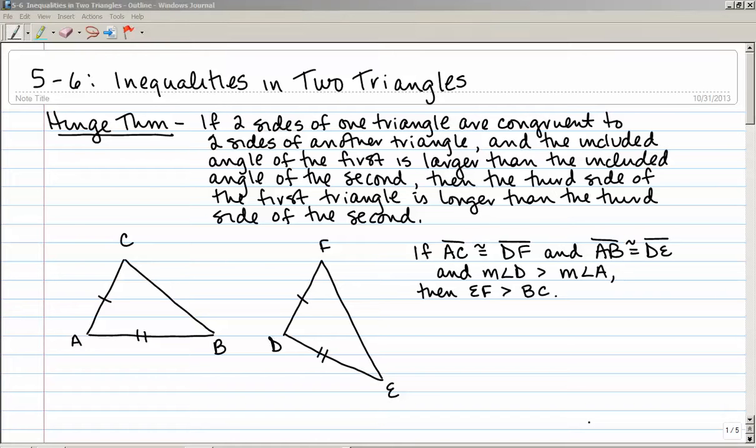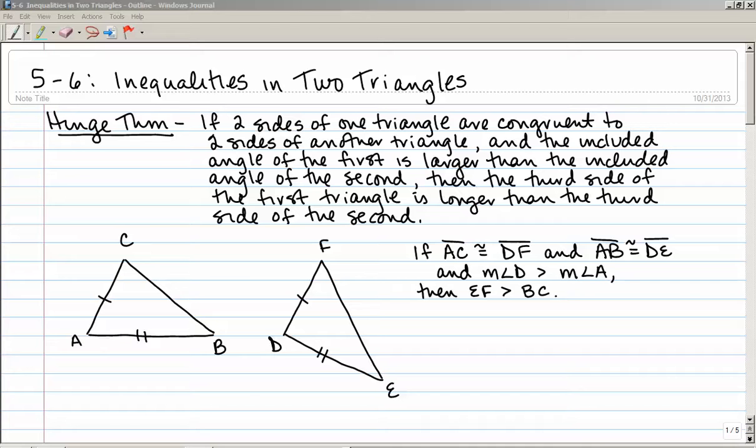Section 5.6 is on inequalities in two triangles, and we have the Hinge Theorem. It says that if two sides of one triangle are congruent to two sides of another triangle, and the included angle of the first triangle is larger than the included angle of the second triangle, then the third side of the first triangle is longer than the third side of the second.